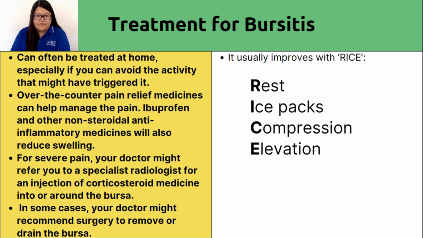Next is the treatment for bursitis. Bursitis is an inflammation or irritation of the small fluid-filled cushions called bursae that protect tendons where they touch the bones. Fortunately, bursitis can often be treated at home, especially if you can avoid the activity that triggered it in the first place. A common approach for treating bursitis is the RICE method, which includes resting the affected area, applying an ice pack to reduce inflammation and pain, using compression with a bandage to decrease swelling, and elevating the area to minimize swelling.